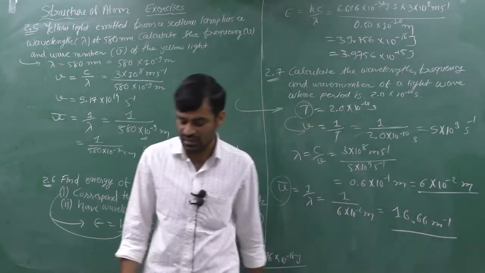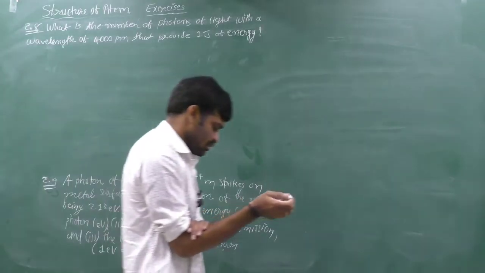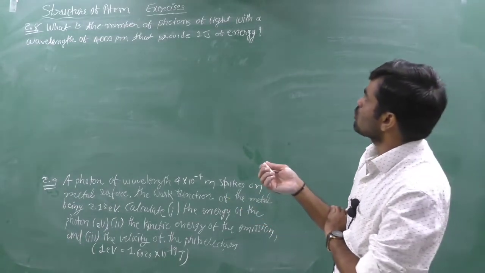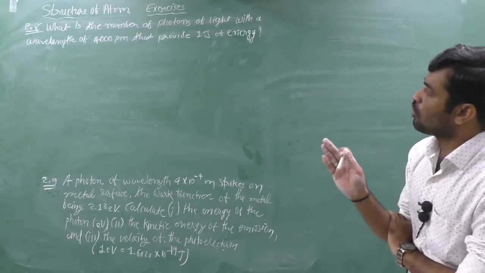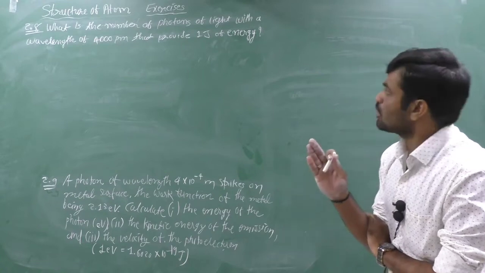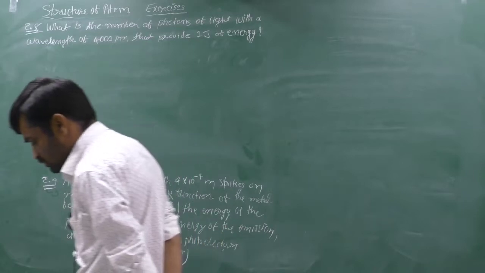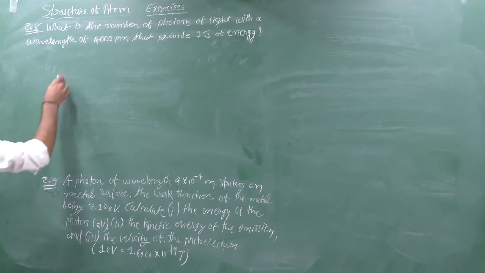Now we can start with next examples. The next problem means exercise number 2.8. The question is that what is the number of photons of light with a wavelength of 4000 pm that provide 1 joule of energy? Yes. First तो आपने શું આપ્યું તો કે what is the number of photons? How many number of photons provide 1 joule with a wavelength 4000 pm? First we can calculate the energy of one photon.